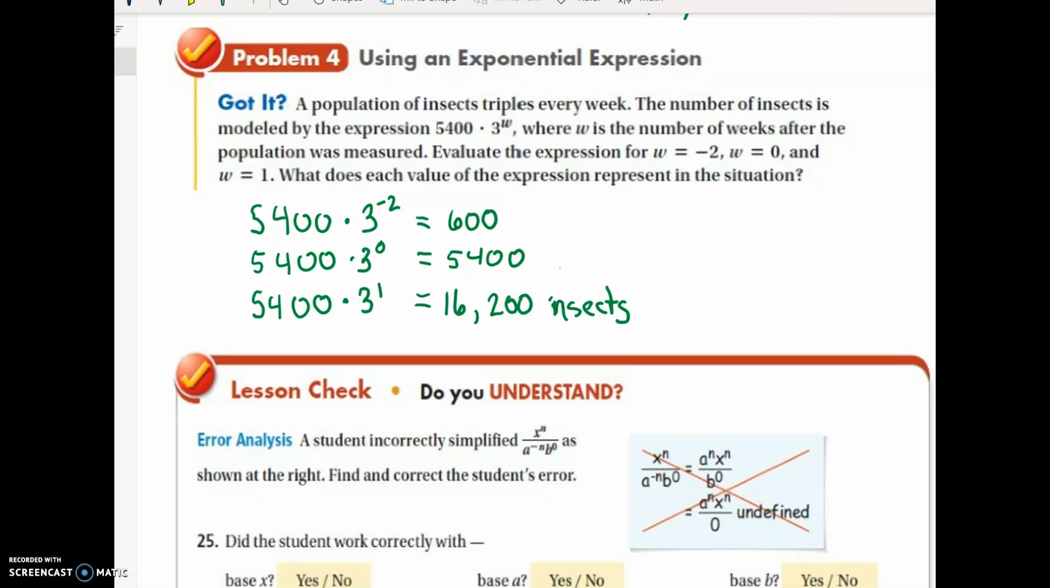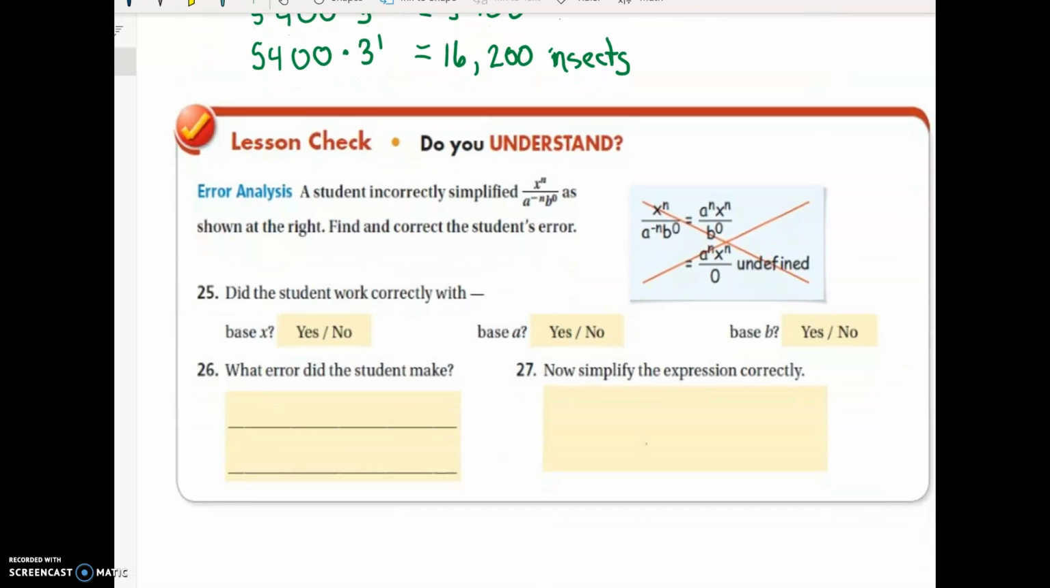Now there is a lesson check here, and it's looking at finding the error. And remember that these types of error analysis questions usually go over an error that is common. So if we look here at the original problem, it looks like they did flip the a to the negative n. Looks like they flipped it up to the top, which is correct. The x to the n would stay where it is on the top of the fraction.